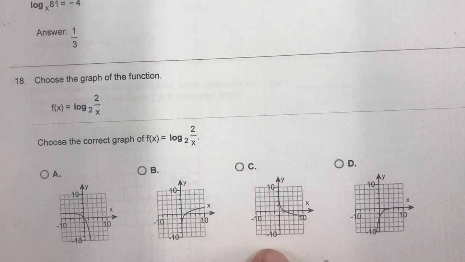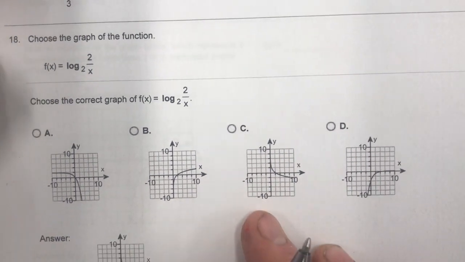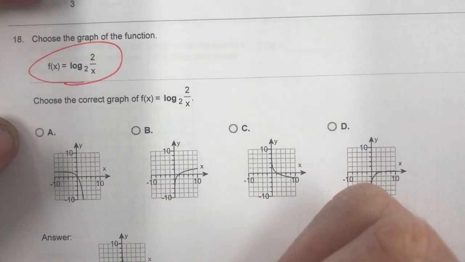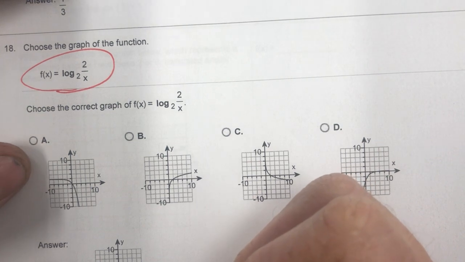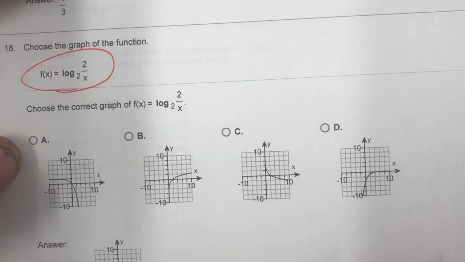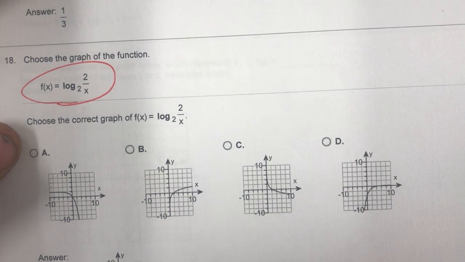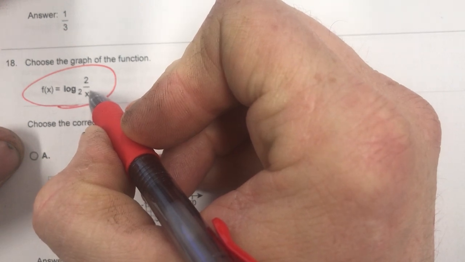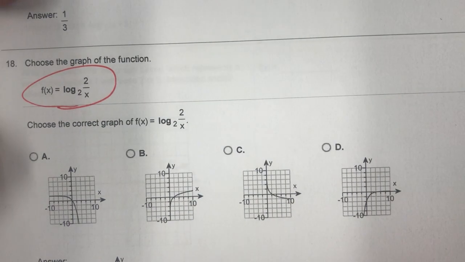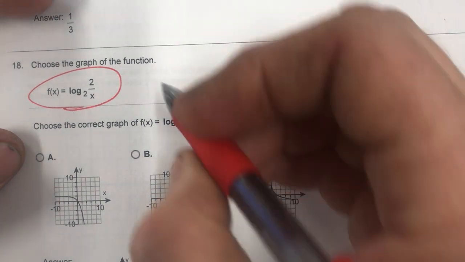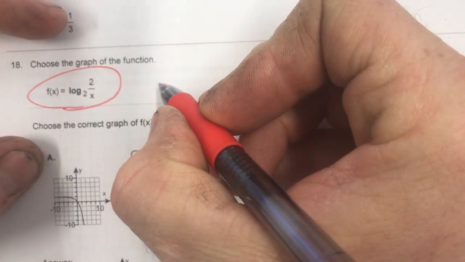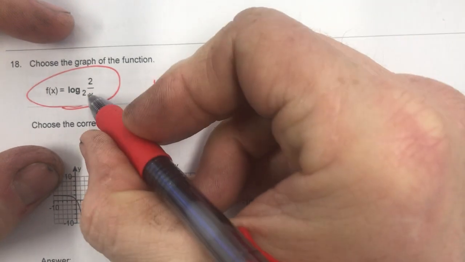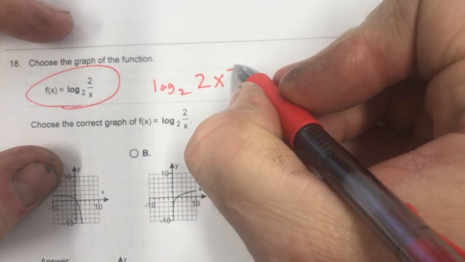Okay. All right, here's one now, number 18. Choose the graph of this function right here. All right, so log base 2 of 2 over x. Okay. Now, what I have here is, okay, this is log base 2 of 2, and then this x can come up, and that's x to the negative 1 power.